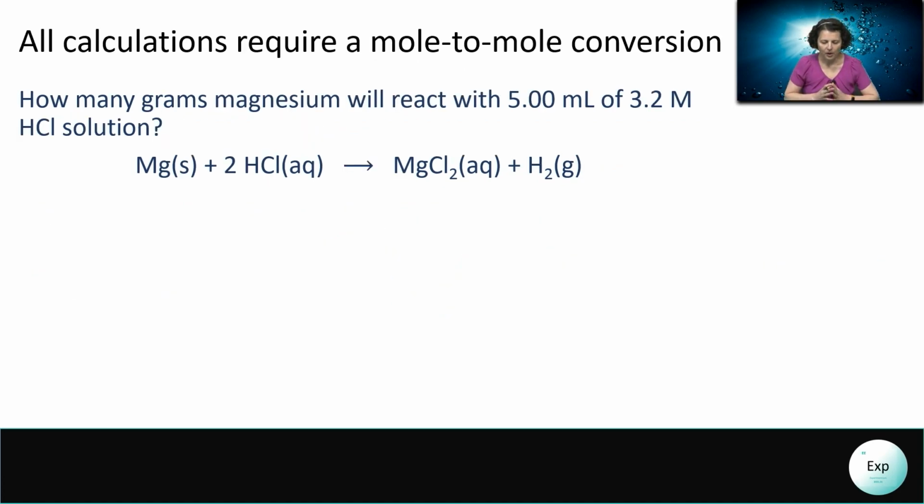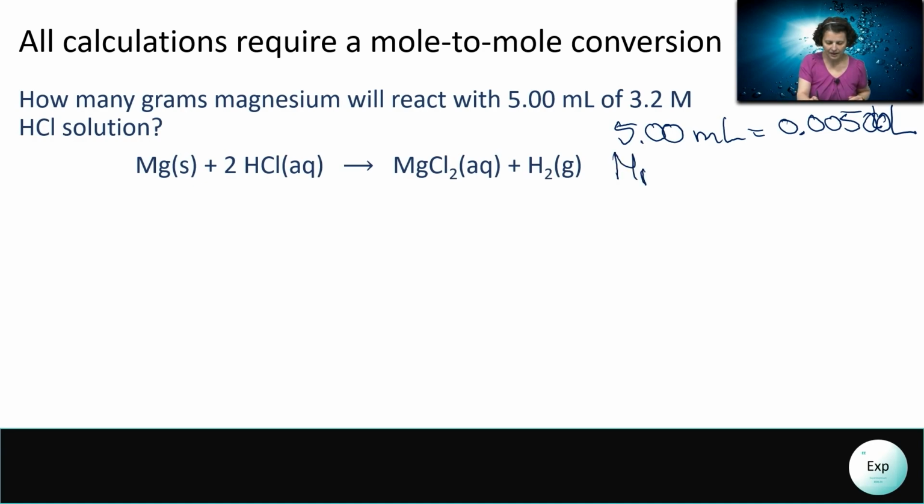Regardless of how we approach problems, the most important thing is to get to that mole-to-mole ratio. If we are provided with a volume and concentration, then we can get to moles. Once we get to moles of one of our ingredients, we can convert to moles of another and then move from there into another direction. So here we have concentration and volume. The 5 milliliters is the same as 0.00500 liters. The 3.2 molar means that we have 3 moles of hydrochloric acid in every 1 liter of solution.